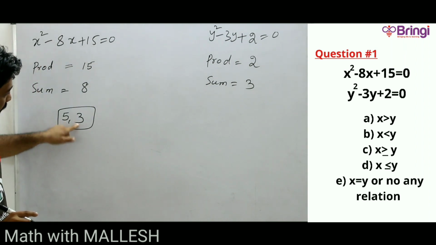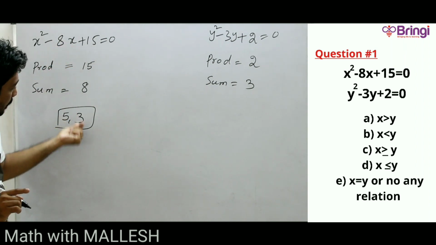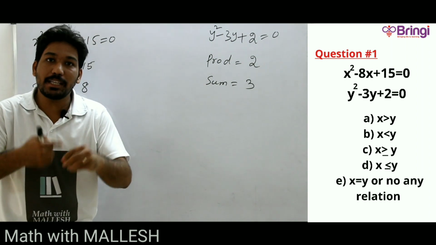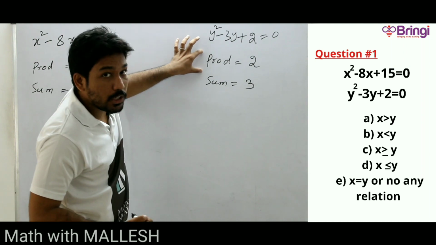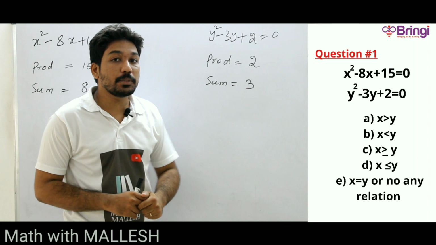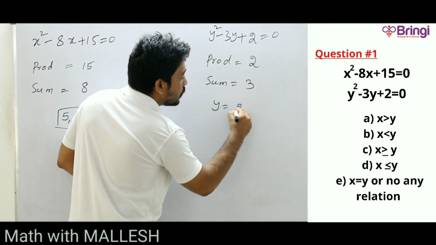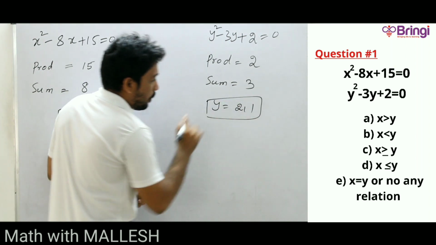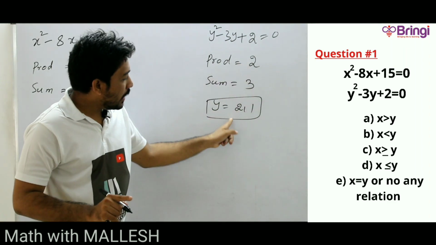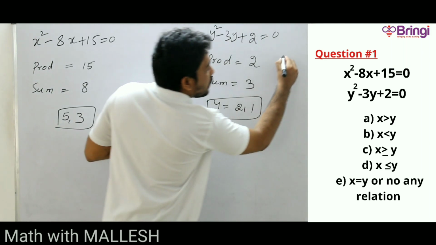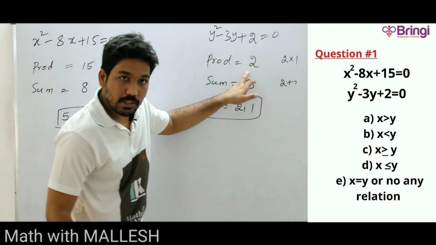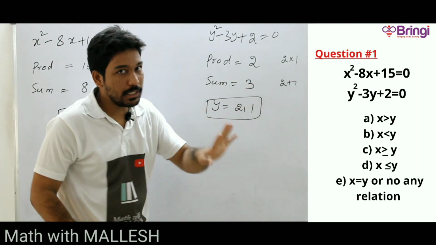5, 3, yes. 5 3s are 15, perfect. And 5 plus 3 is equal to 8. And this habituation you will get after doing so many examples. Now here product we want 2, product multiplication 2 and sum is 3. What are the options? Y is equal to 2, 1. Am I correct or not? See, 2 1s are 2, perfect, and 2 plus 1 is 3. Check. 2 1s are 2 absolutely, and 2 plus 1 is 3.